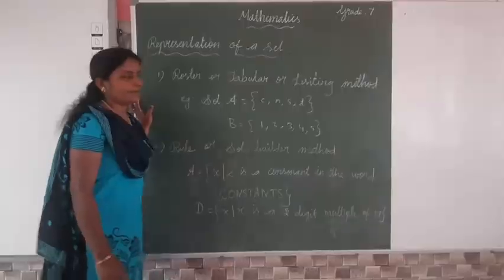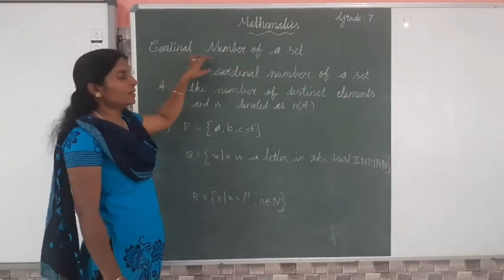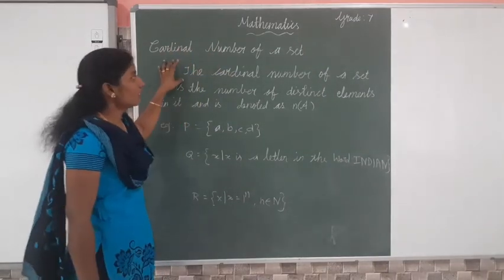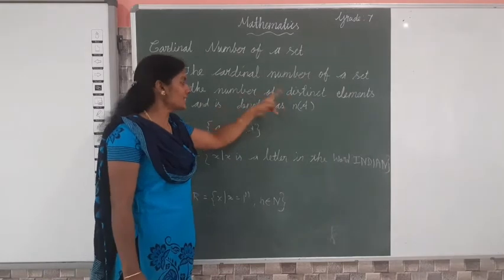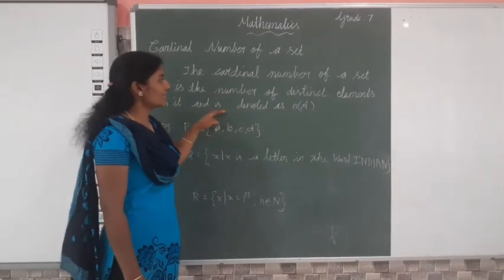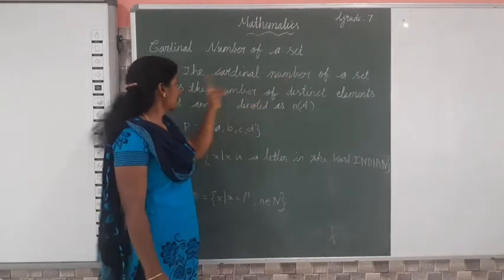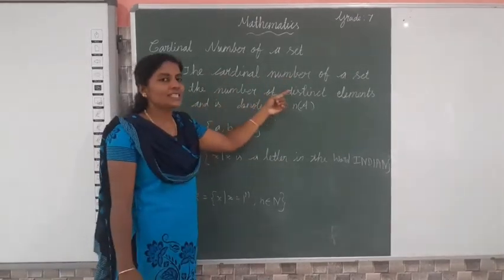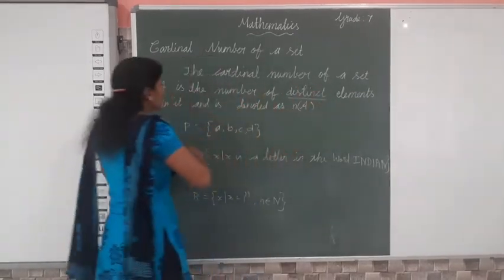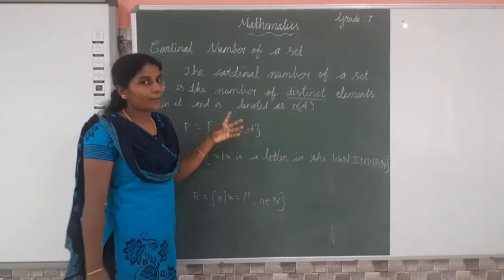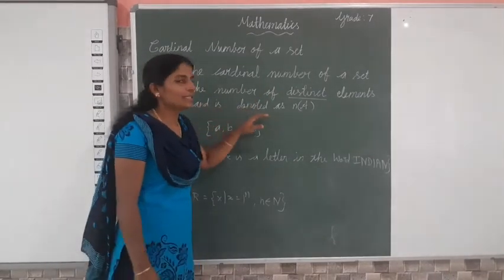Now next one, cardinal number of a set. The cardinal number of a set A is the number of distinct elements in it and is denoted as n of A. Distinct means don't repeat the element.